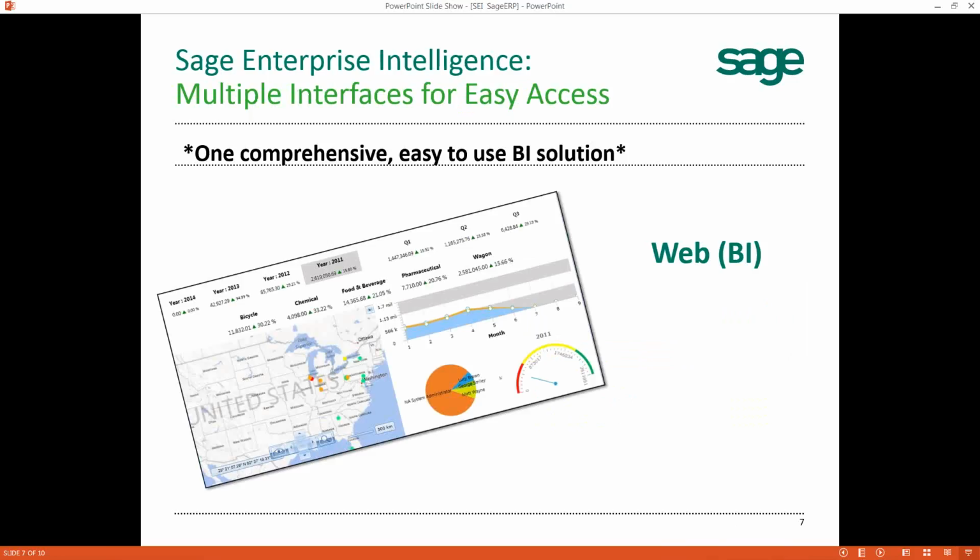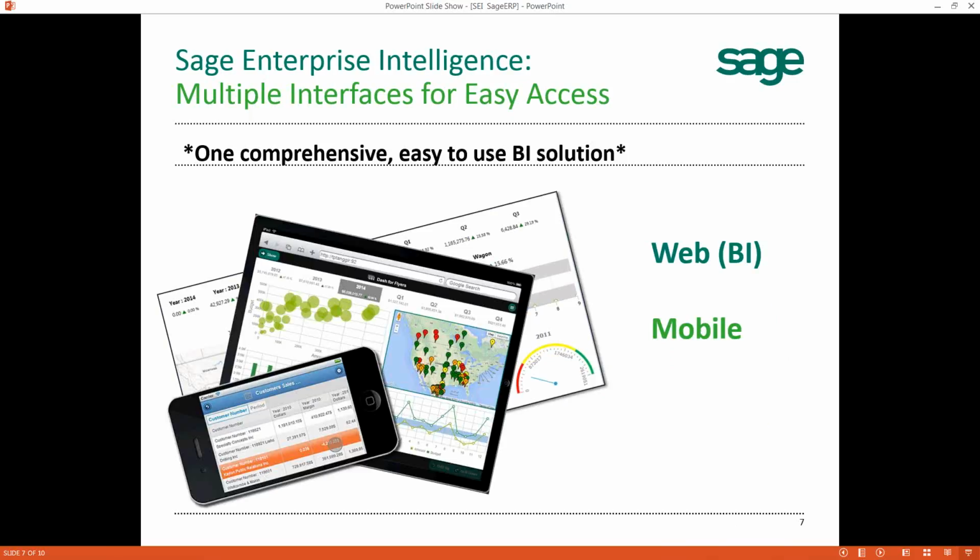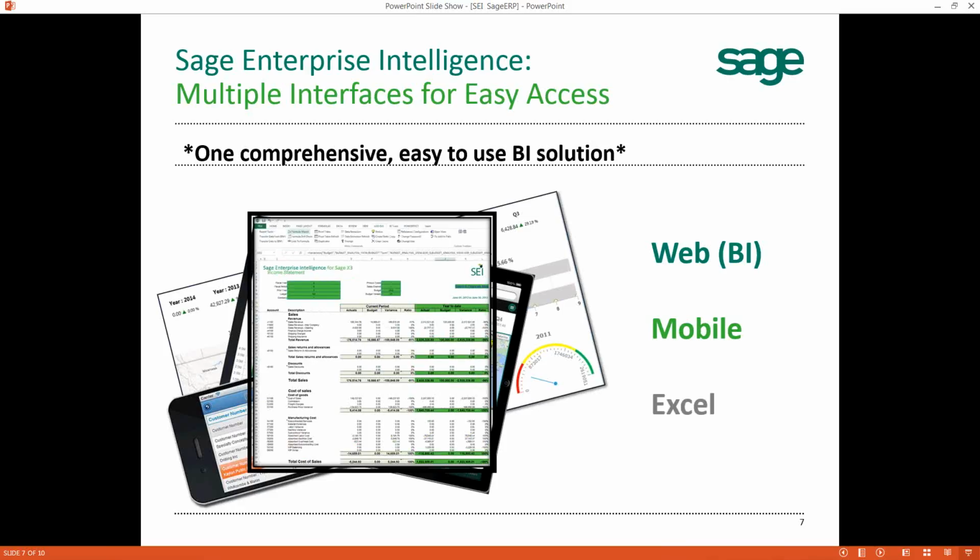And the faster you can make decisions, the better you can take advantage of opportunities when they present themselves. So Sage Enterprise Intelligence gives you a very flexible way to deploy a dedicated business intelligence solution. We have 3 different interfaces that you can use. We have the traditional user interface that's based inside the browser. So that's where you actually do the majority of your design and creation of reports and templates.